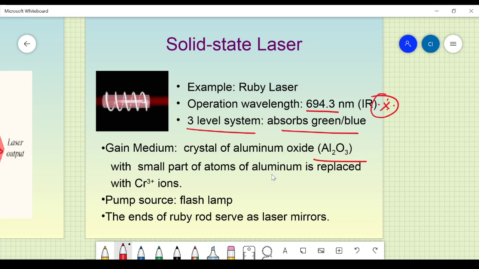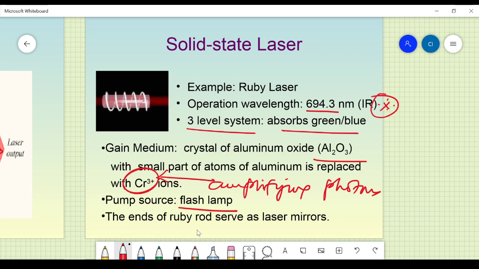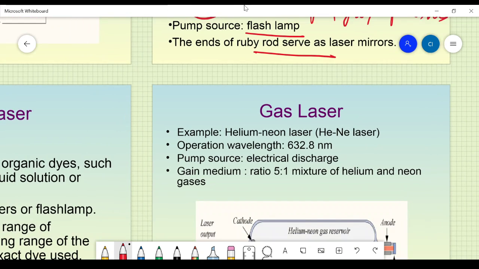With a small part of the aluminium only replaced by chromium 3+ ion, because this is responsible for amplifying the photons there. Pump source is a flash lamp. The ends of the ruby rod act as laser mirrors. So this is an example. You can find out all the constraints.